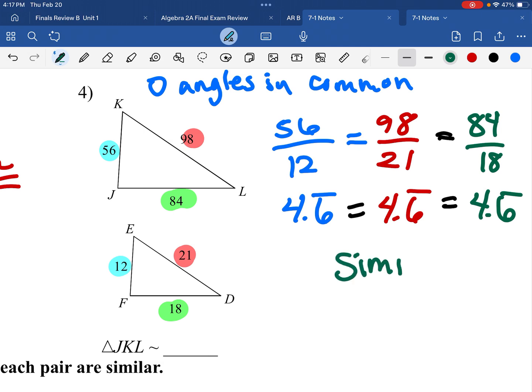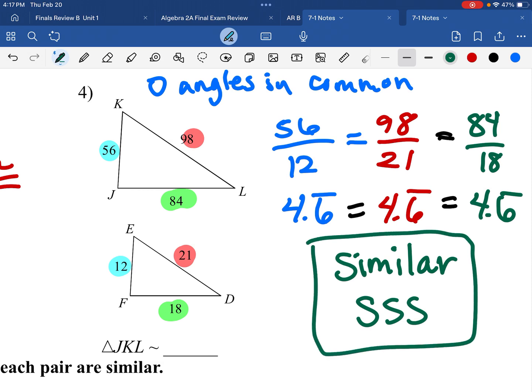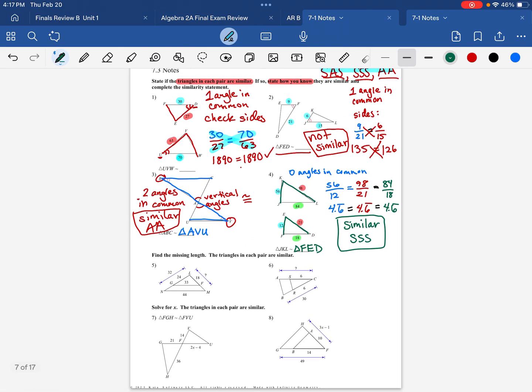So what this means is they are similar, and this is by side, side, side. So since all three sets of sides are similar, that's when we can use the side, side, side theorem. And then for our similarity statement, JKL corresponds with FED. So that's going to be the order of my letters there for that one.